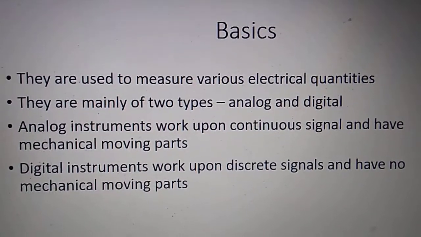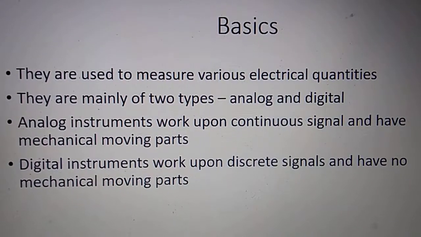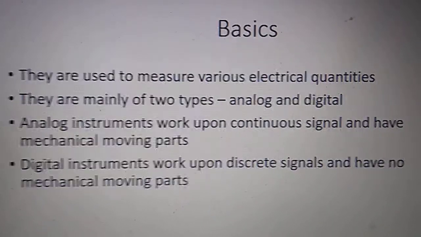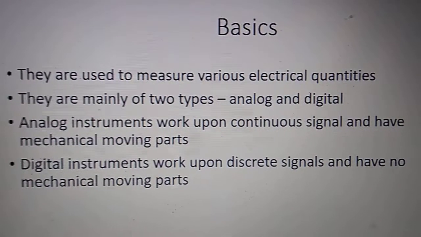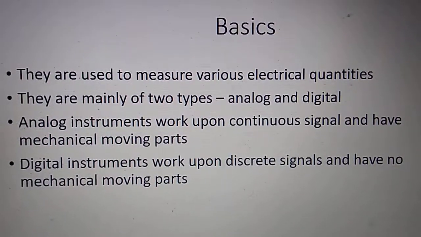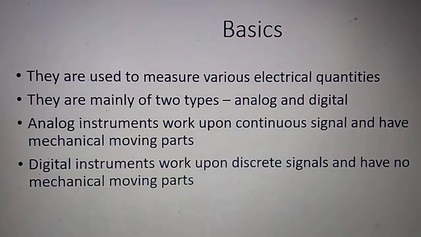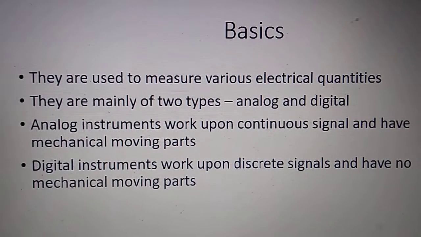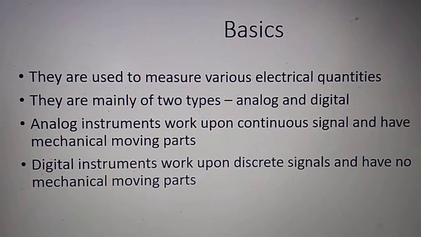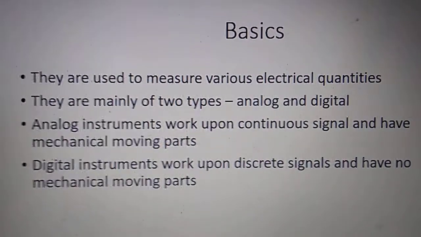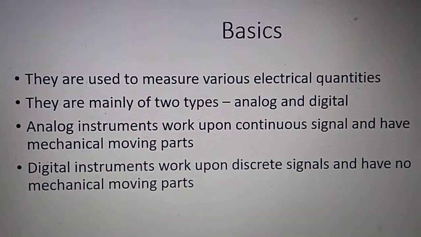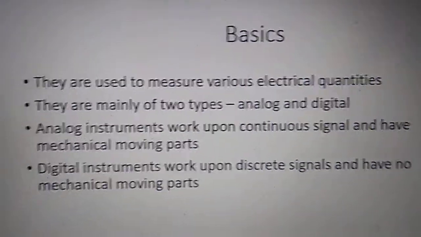Discrete signals are signals that we will get only at a certain interval of time, and after that interval we will not get any signal. For example, if we want a signal at 1 second, we will get that signal at 1 second only, and we will not get the signal at any other time, for example 2 seconds or 3 seconds. So those are discrete type of signals. So digital instruments work upon discrete signals.